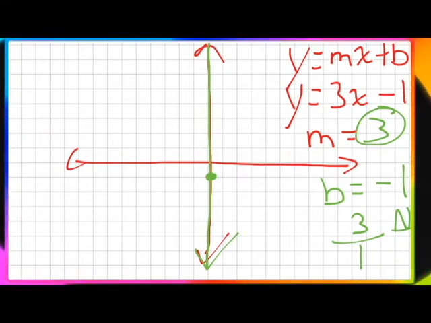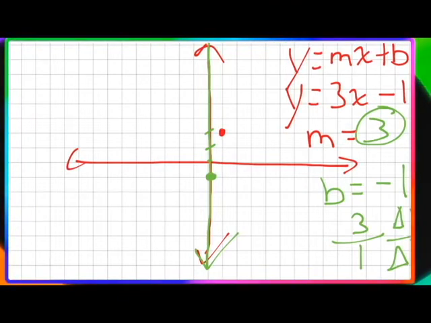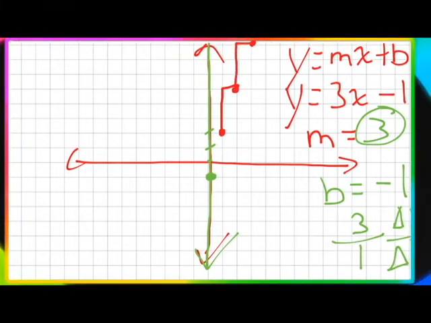Change in y over our change in x. Alright? So change in y is positive, so go 1, 2, 3. And then positive again, go over 1. That's your next point. So again, you're going to go 1, 2, 3 over 1. And then you draw your line.